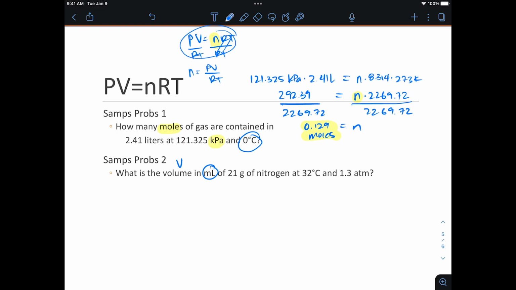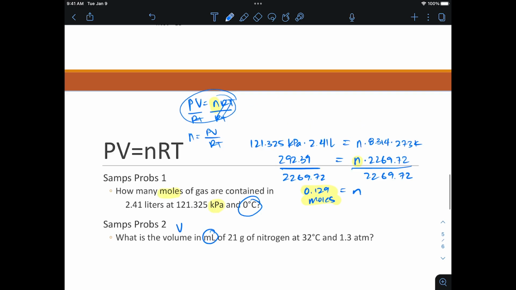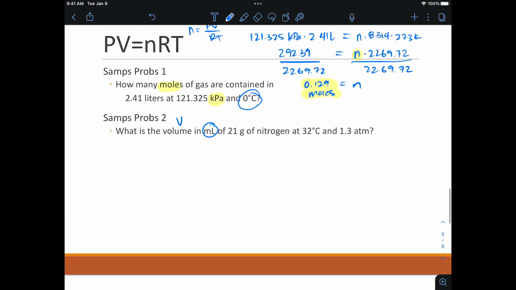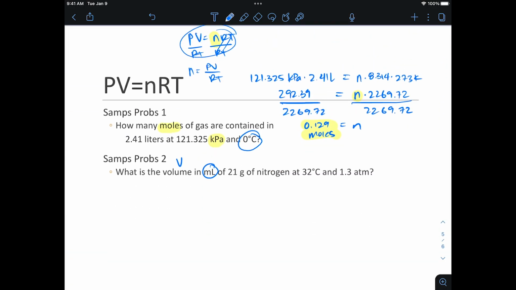Okay, and milliliters is going to be interesting because when I use this, remember I told you at the beginning here that volume is always going to be in liters. So when I solve for volume, it's going to spit out liters. I'm going to need to convert it back to milliliters at the end. So what's the volume in milliliters of 21 grams of nitrogen? Oh, nitrogen's a sneaky N2, by the way, so that's a little fun wrinkle as well. 32 degrees Celsius, you got to add 273 for your temperature, and 1.3 atm.